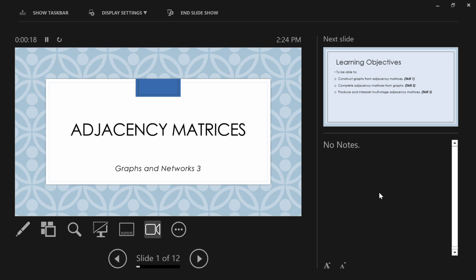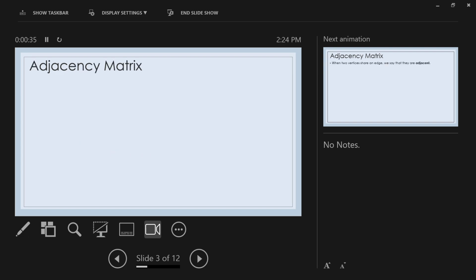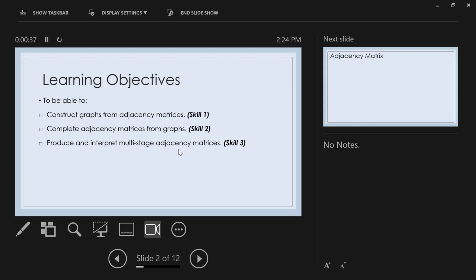Right, so we're looking at adjacency matrices. This is lesson 3. Let's get started. Right, 3 things you need to be able to do: construct graphs or networks from adjacency matrices. We'll talk about what this actually means in a second. Do the opposite of what we just said and produce and interpret multi-stage adjacency matrices from the adjacency matrices. So again, we'll talk about what this means.